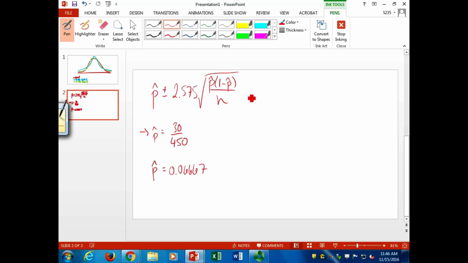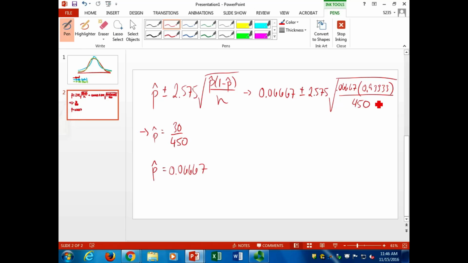So for my actual evaluation, I would do 0.06667 plus or minus, and then I would be plugging in that for here. So this would be 0.06667, and the complement of that would be 0.93333, all over 450. So just keep as many decimal places as you can comfortably keep. And then let's see what we get for that.